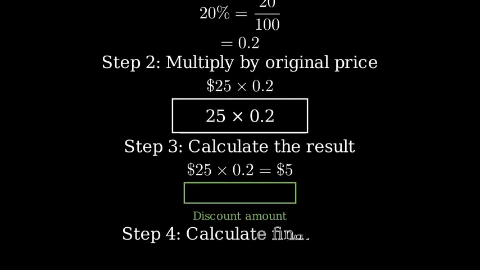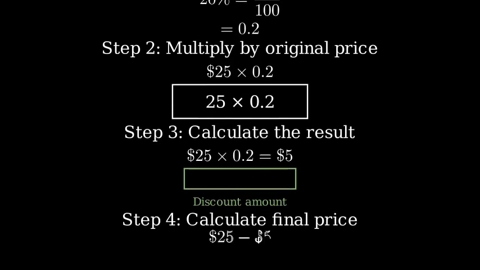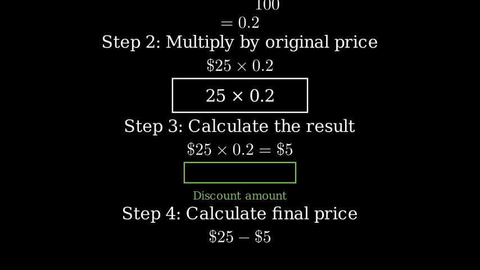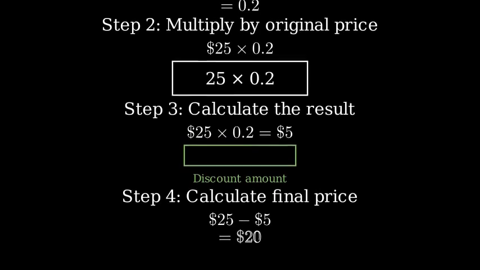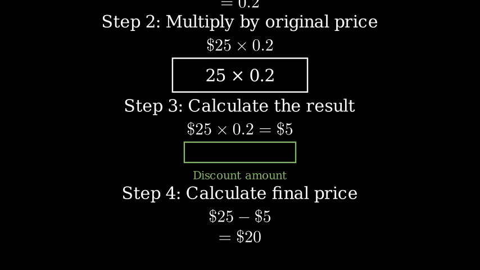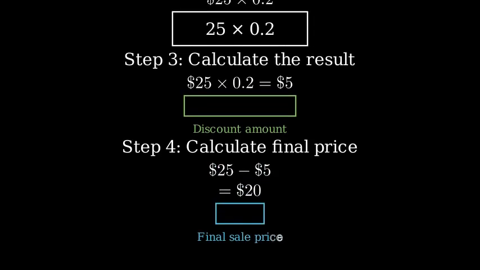Step 4. To find the final sale price, we subtract the $5 discount from the original price of $25. 25 minus 5 equals $20. So the final sale price is $20.